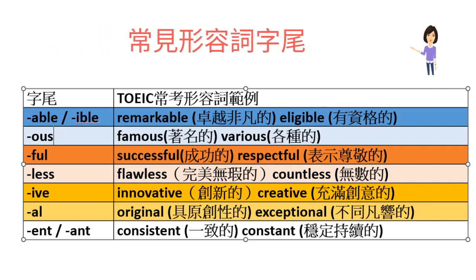Let's look at some of the most common adjective suffixes and examples from the Toeic test. Able or ible. Examples: remarkable means something worth noticing. Eligible means someone who meets the requirements. Ous. Examples: famous means well-known. Various means many types.